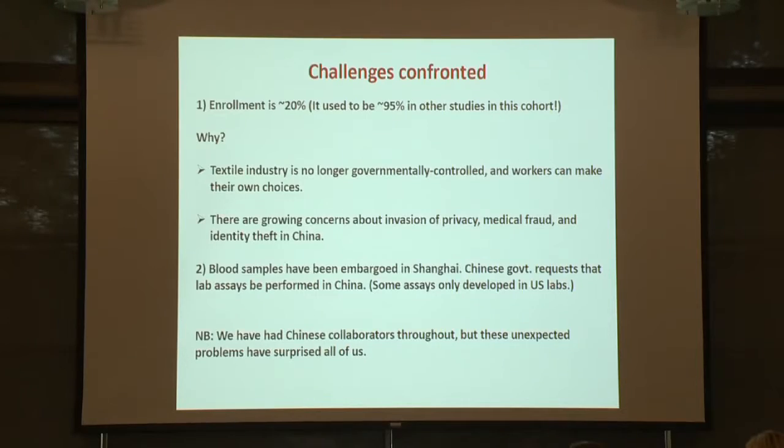The other issue we're dealing with is that the blood samples have been embargoed by the Chinese government. You may know that for the last 10 years or so, China has not allowed DNA to go out of the country for various reasons. It used to be no problem whatsoever to get plasma and whole blood out of the country. Now the government says no, because they're insisting that the lab assays be run in China, not here in the States. That would be fine, but these are very specialized assays developed here, so we have to think of a plan B. By the way, we've had Chinese co-investigators and partners throughout the entire history of our research, not just this one project.